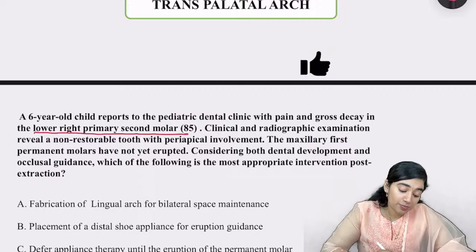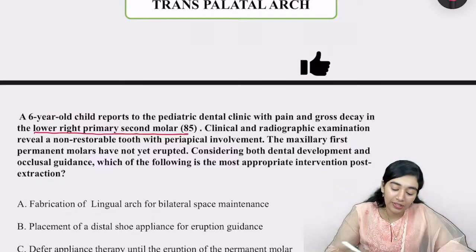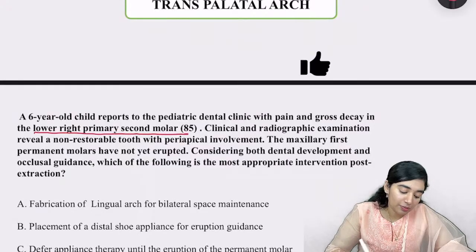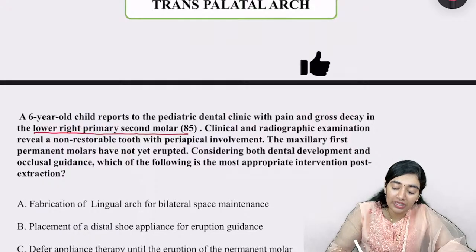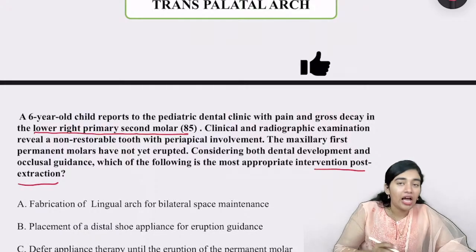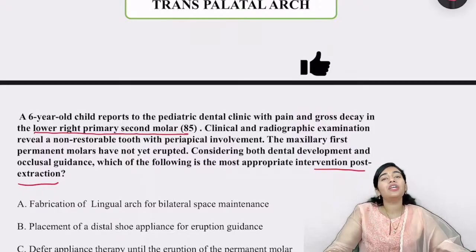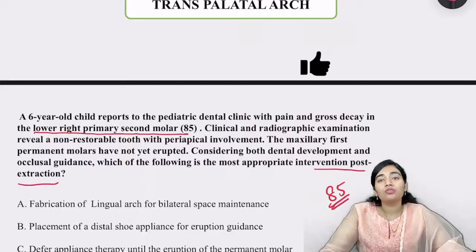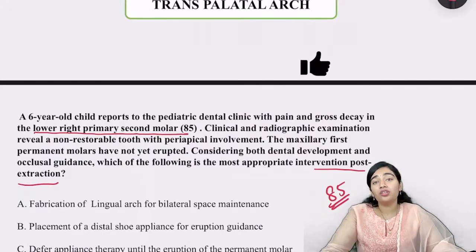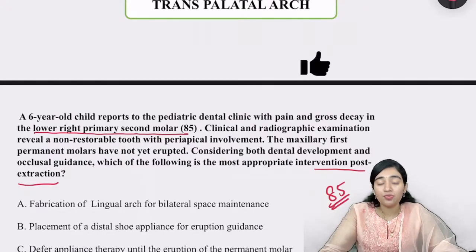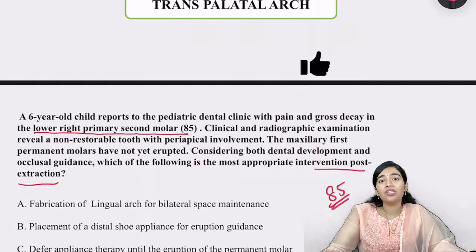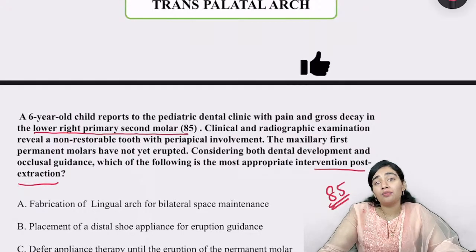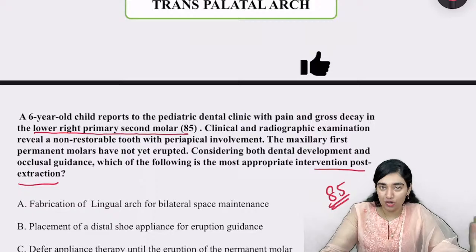The maxillary first permanent molars have not yet erupted. Considering both the dental development and occlusal guidance, which of the following is the most appropriate intervention post extraction? As we all understood, it's non-restorable, so we are going to extract 8.5. And the permanent first molar is yet to erupt; we are anticipating it now at the age of 6. So which can be the appropriate intervention they have asked?